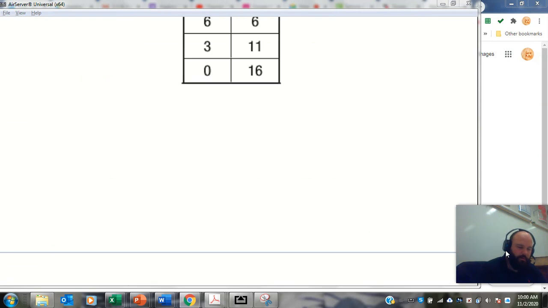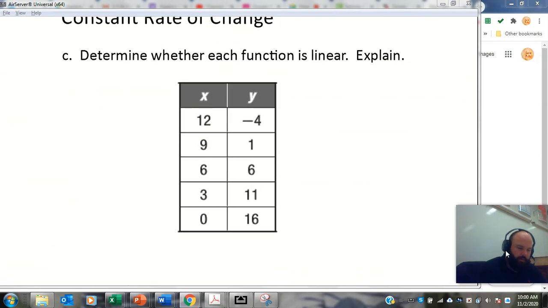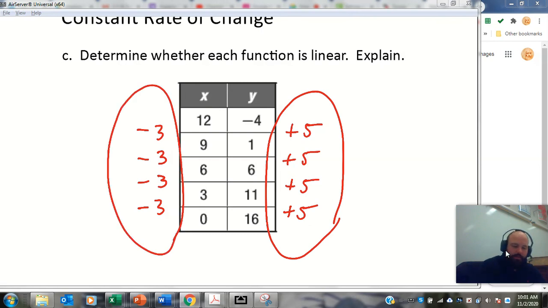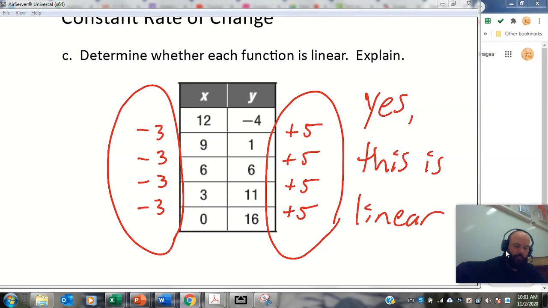Okay, now the last one. If I look at here, I'm subtracting 3 each time. And over here, I'm adding 5 each time. And so as you can see, all the y's are the same. All the x's are the same. So yes, this is linear. And it's because the y's and the x's are changing by the same amount.